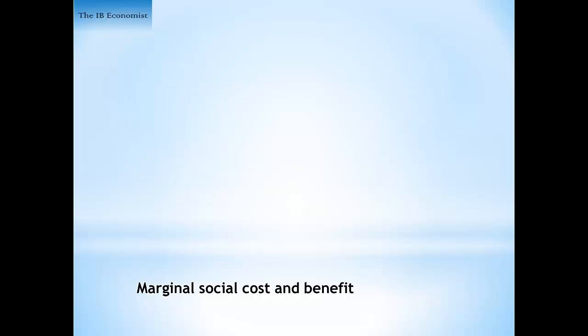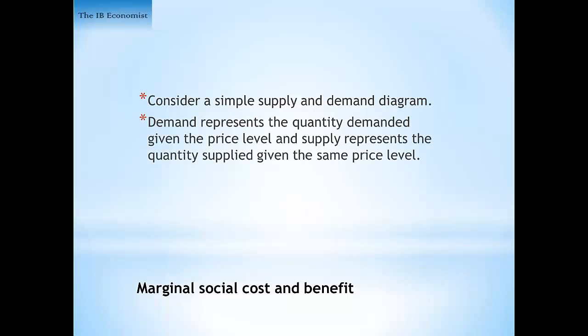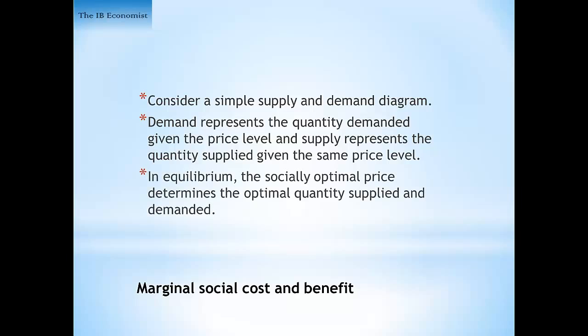We are now going to have a look at the idea of a marginal social cost and a marginal social benefit. First, we'll start by considering a simple supply and demand diagram. By definition, the demand represents the quantity demanded given the price level, and supply represents the quantity supplied given the same price level. And when these two are equal, we achieve an equilibrium, at which point the socially optimal price determines the optimal quantity supplied and demanded.